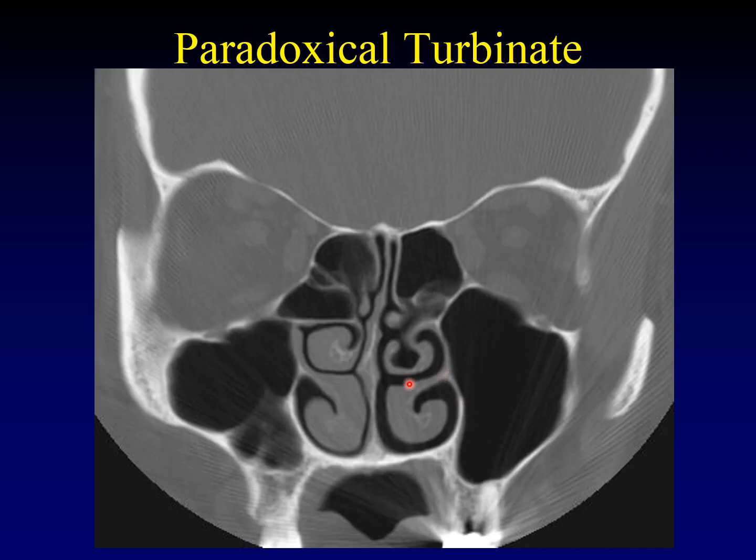Notice the curve of the turbinates. They all curve under like a curled arm, and they curve towards the lateral wall. Every once in a while, though, you'll get a middle turbinate that curves the wrong way. This one's not curving in towards the lateral wall, it's curving towards the septum. That's called a paradoxical turbinate, and it's a normal variant, but worth mentioning.